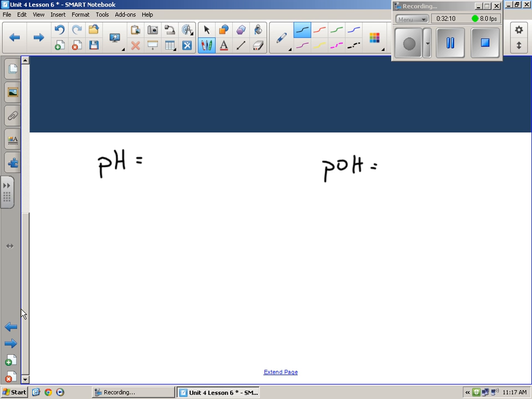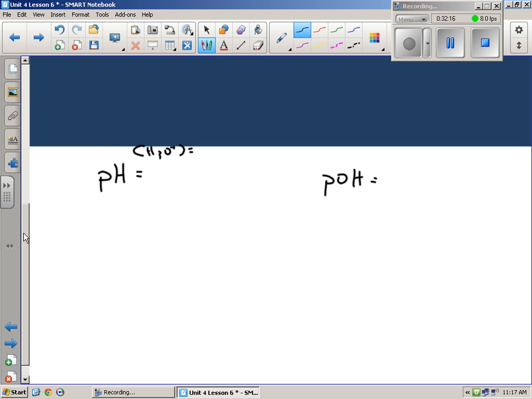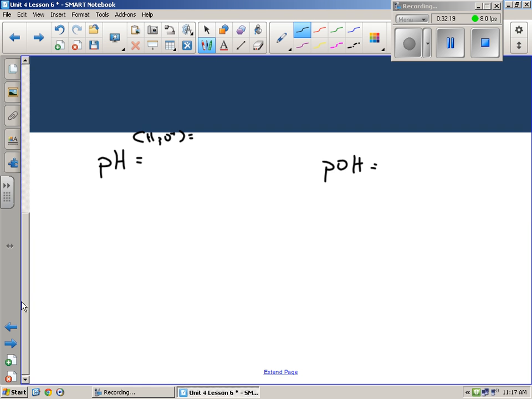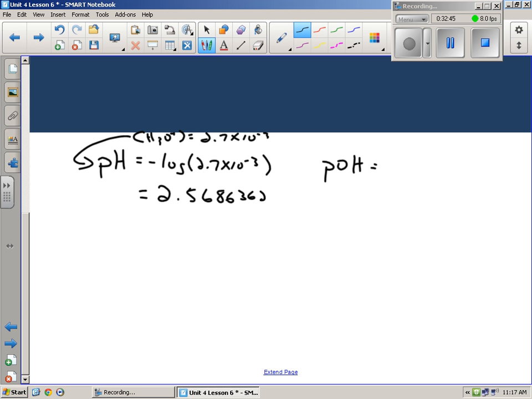For both of these, the hydronium ion concentration, it says here, is 2.7 times 10 to the negative 3. Once again, these two go together, so I can just simply stick that into my formula here. Negative log of 2.7 times 10 to the negative 3, and I will get 2.568636236, etc. And I'll come back and round that later. I'm just not going to worry about that right now.